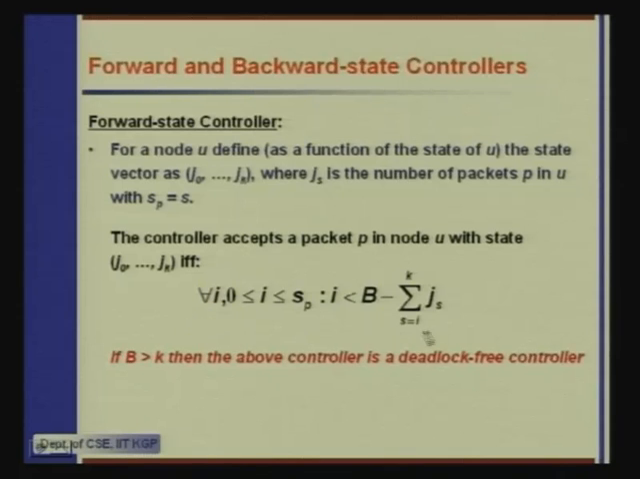Now, is this expression clear? It is again non-intuitive, but is it clear what it means when it accepts a packet? It will accept a packet in node u, when the state is like this, provided that for all i varying from 0 through sp, this condition holds, okay.